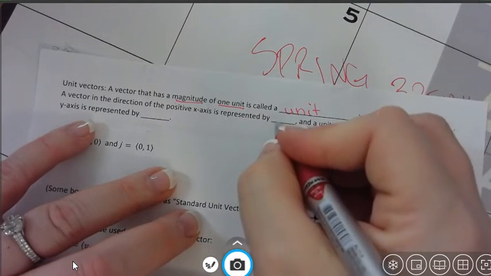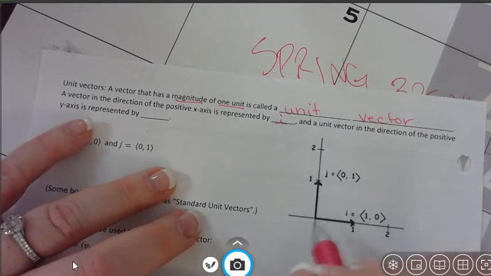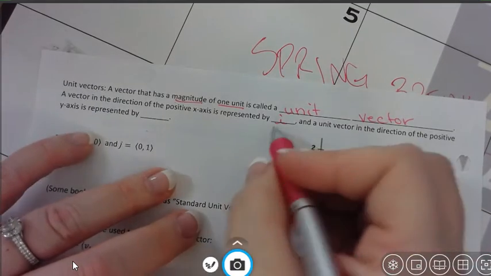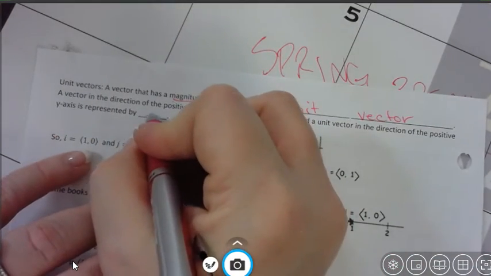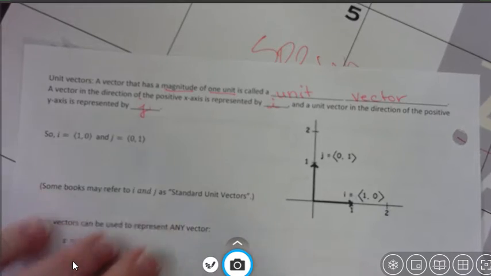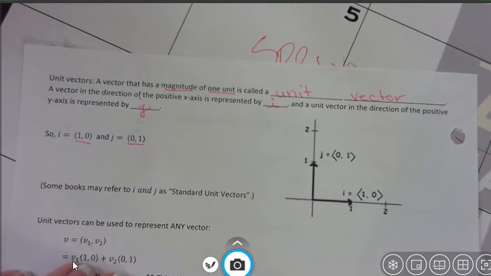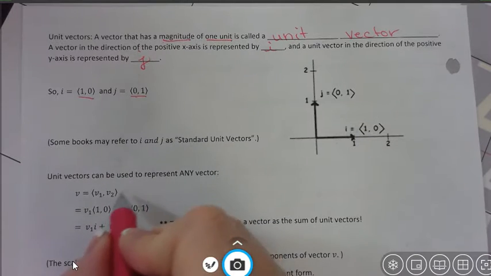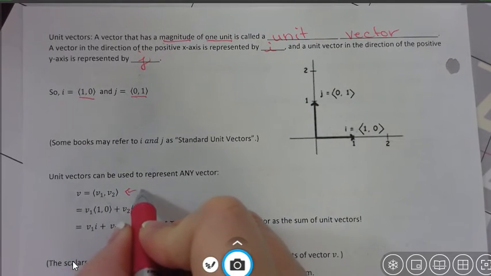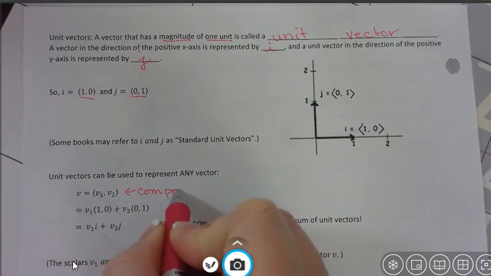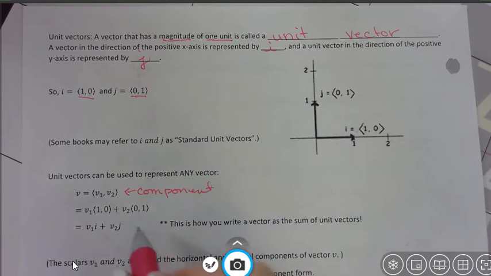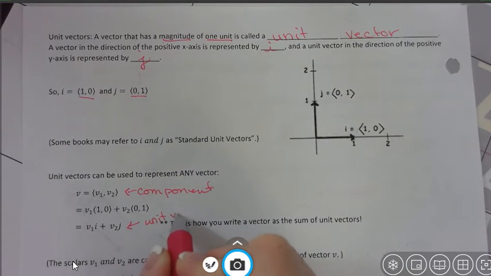Okay, and it's represented by the x-axis being directed by i, the y by j. All right, and so here, this is what the vectors i and j look like. This is component form. And this is unit vector form.